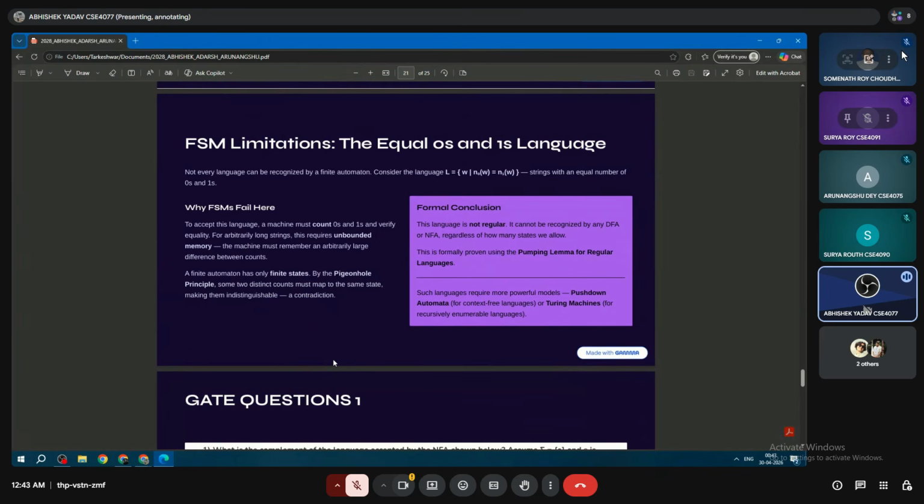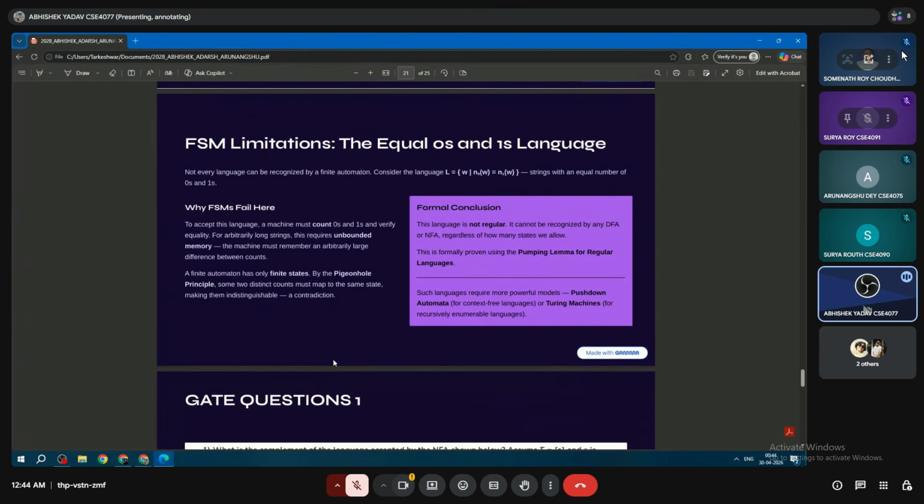Okay, so over here we have that not every language can be recognized by a finite automata. So we have to consider the language L over here. In this question we have strings with an equal number of zeros and ones. So why does an FSM fail here?